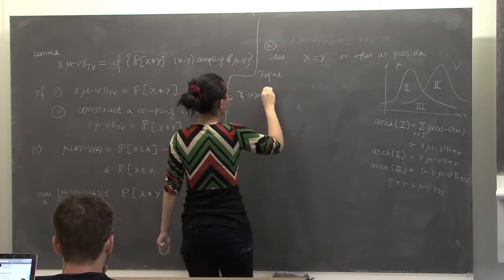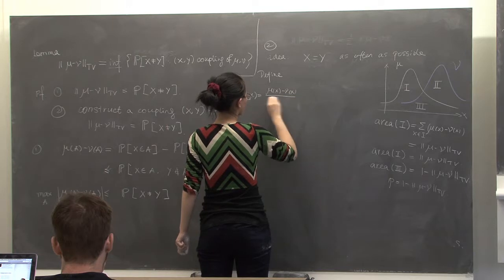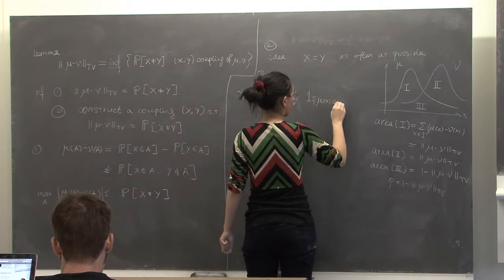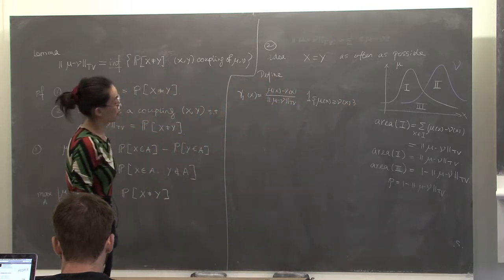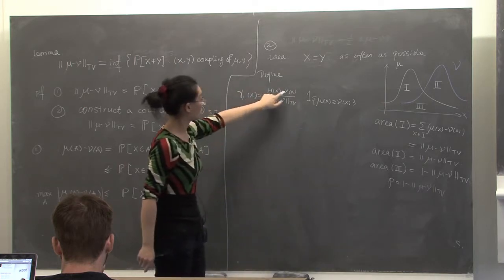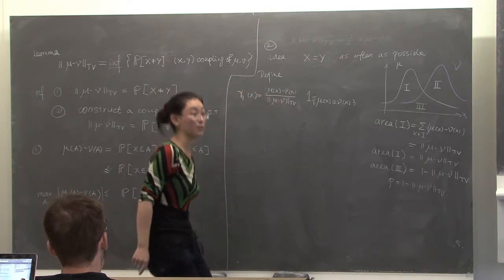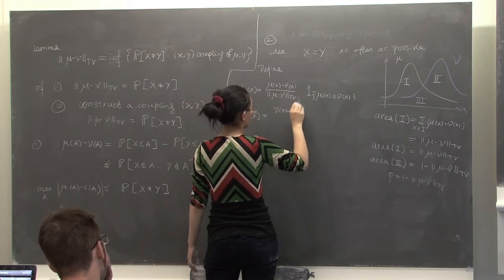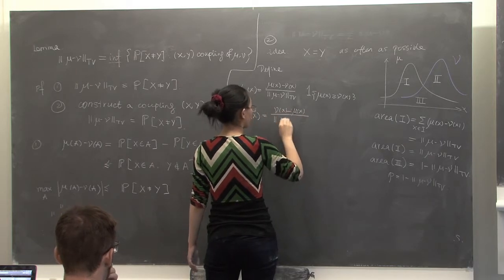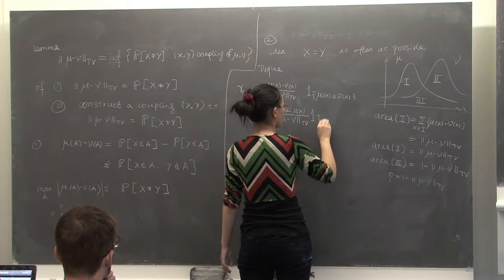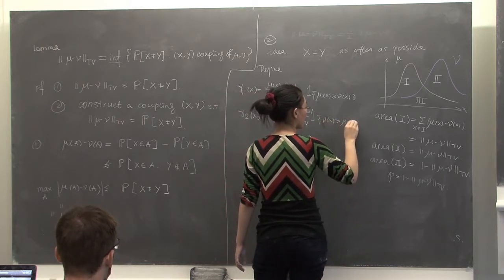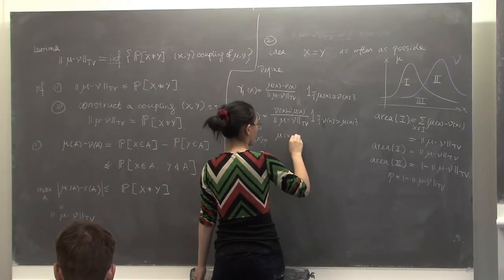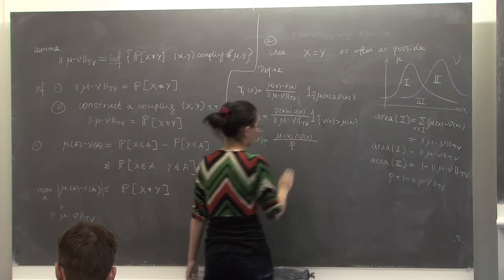Gamma 1 is a probability measure that corresponds to the first part. So mu minus the common part, but we normalize by its area, so this is a probability measure. And gamma 2 corresponds to the second part. Gamma 3 corresponds to the third part, normalized by its area.